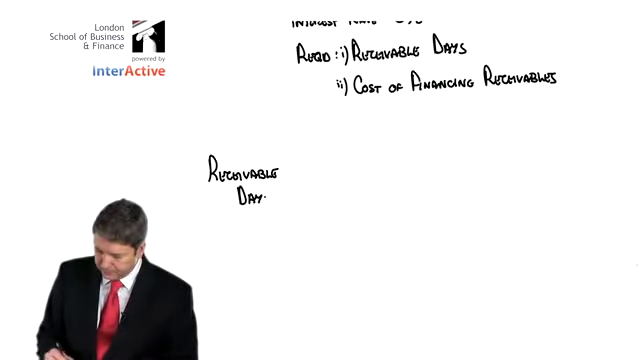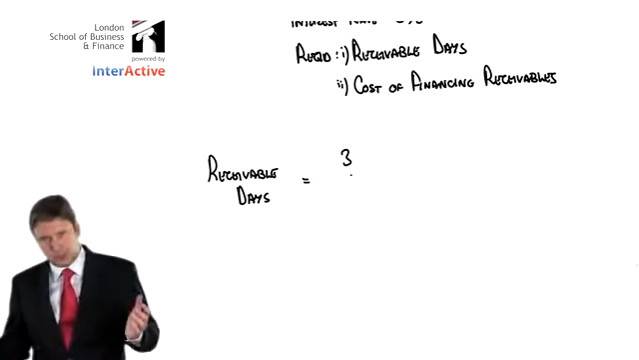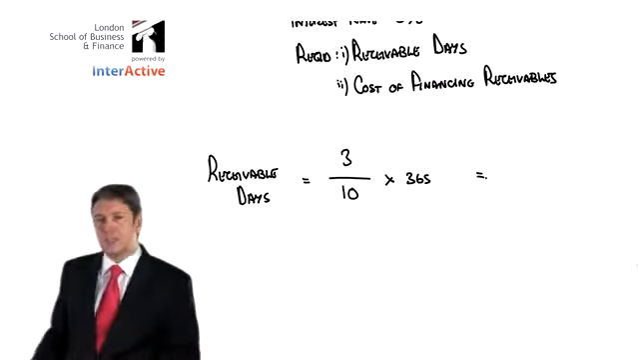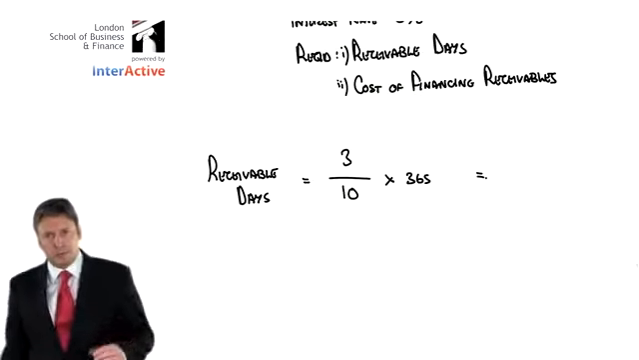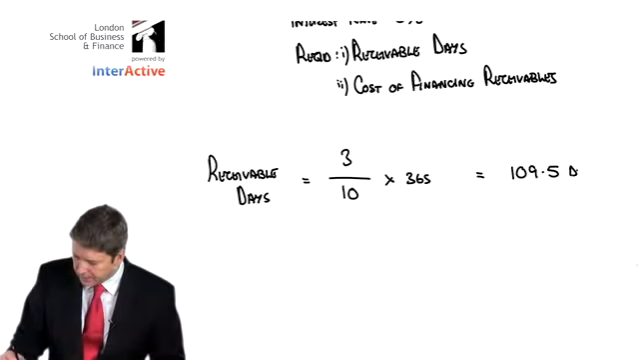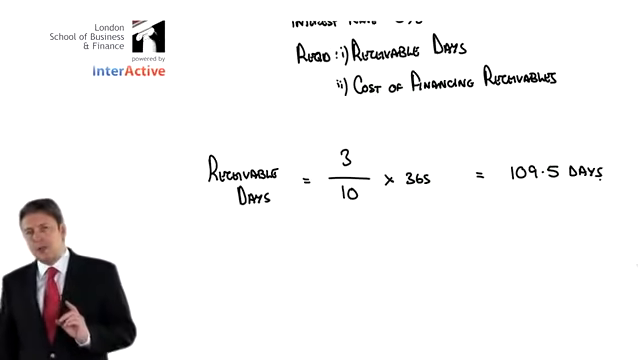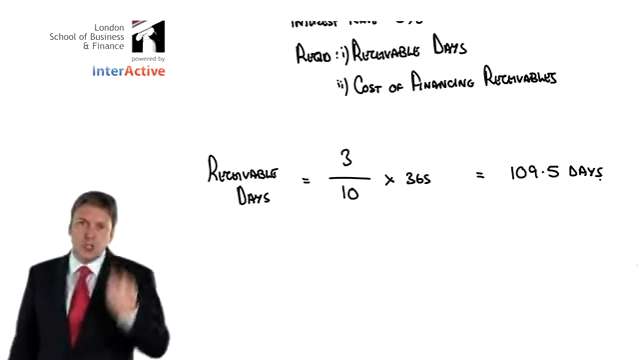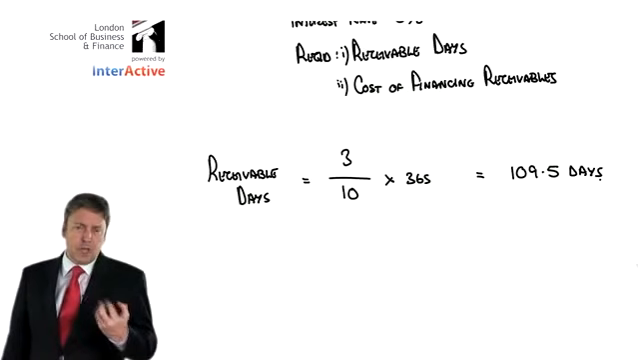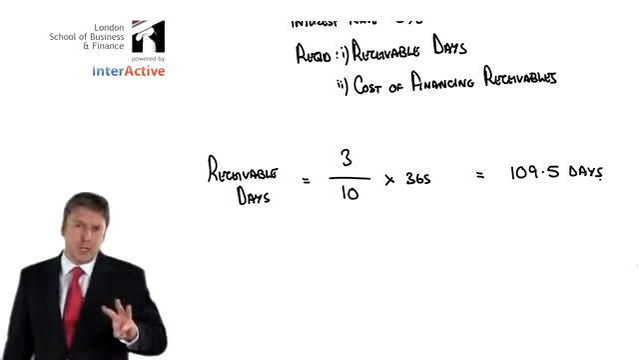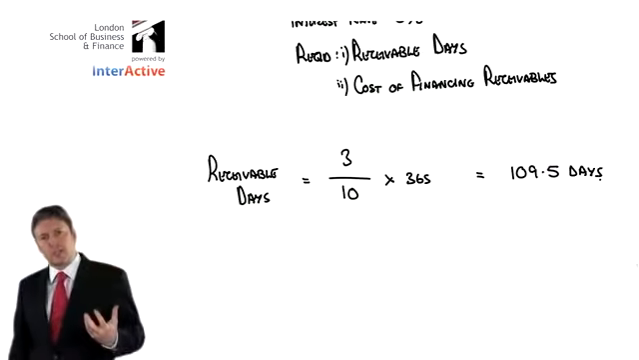Receivable days. 3 million receivables divided through by sales, 10 million multiplied by 365. What does that come to? Well, if you bash it out on your calculator, it comes to something like 109.5 days. Notice I've gone to decimal places here. That's because this number is normally just a working. That is an exact answer. If it wasn't, I would have gone to 2 or even 3 decimal places, because if you don't go to the decimal places, you're going to mess up somewhere.